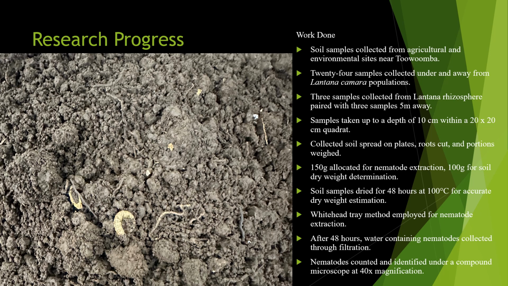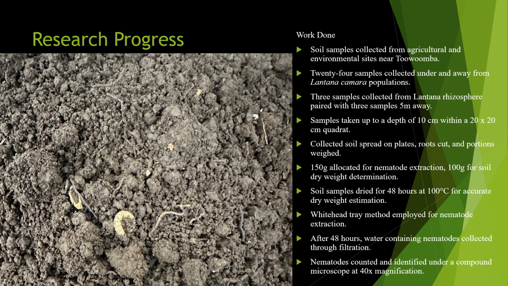Collected soils were spread on plates, and root cords and portions were weighed. 150 grams allocated for nematode extraction, 100 grams for soil dry weight determination. Soil samples dried for 48 hours at 100 degrees Celsius for accurate dry weight estimation. Whitehead tray method employed for nematode extraction. After 48 hours, water containing nematodes was collected through filtration.